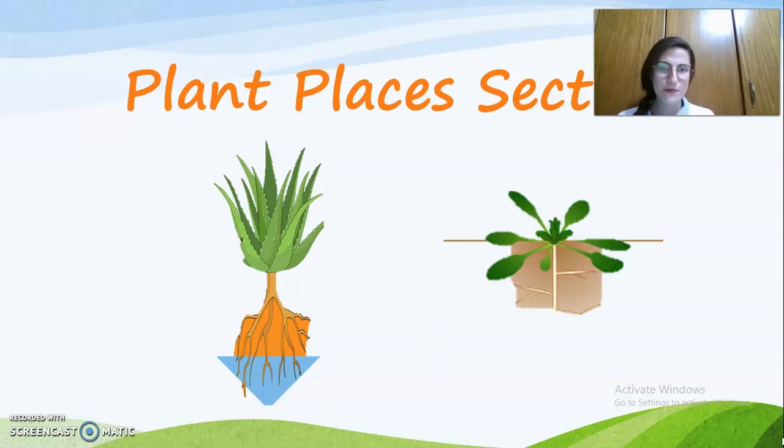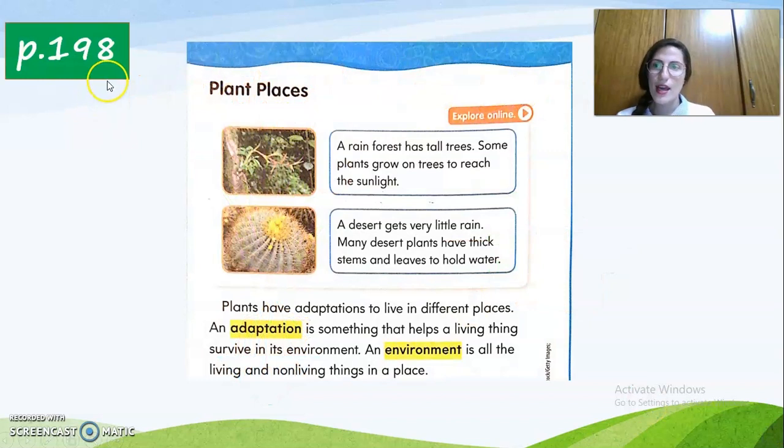Let's move on to page 198, plant places. In this section, we're gonna learn about the different plant places and where these plants grow and what they use in order to grow in these places. So if you take 2 minutes to observe carefully, we see in the first picture a plant growing on a tree, okay, and then in the second picture we see a cactus in a desert. Let's check out what about them.